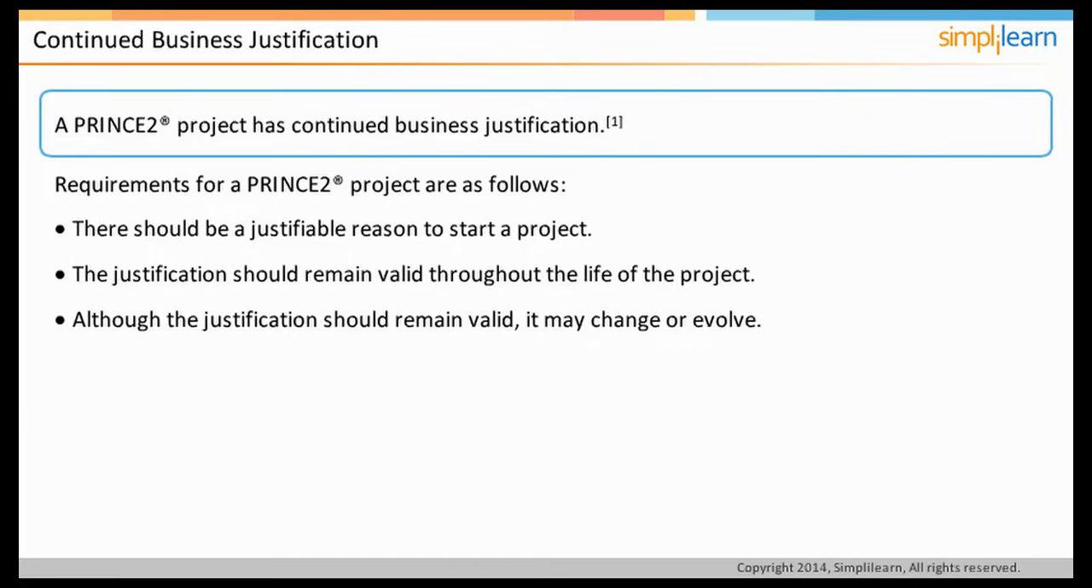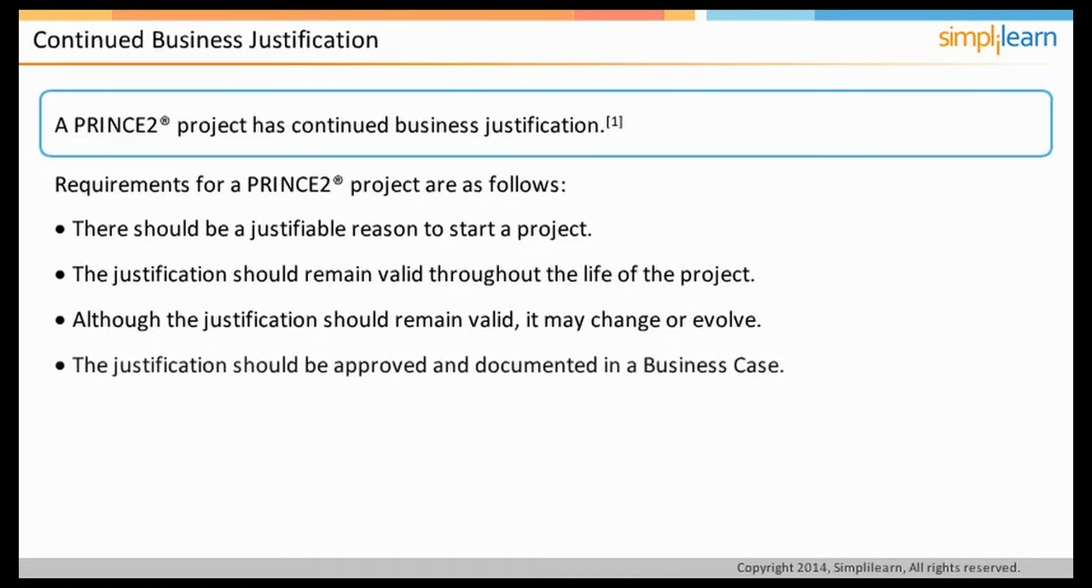This project is part of the nationwide program being implemented by the pizza chain to promote greater automation, leading to lesser dependence on brick-and-mortar stores for an increase in sales. For a PRINCE2 project, the justification should be approved and documented in a business case. The justification should drive the decision of continuing the project throughout the project lifecycle.